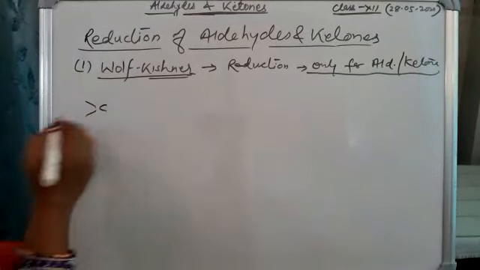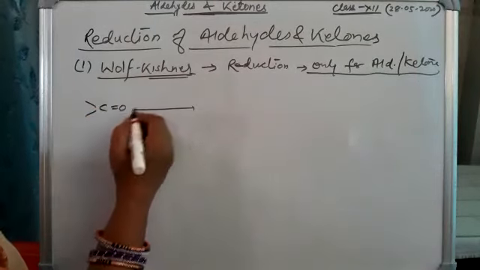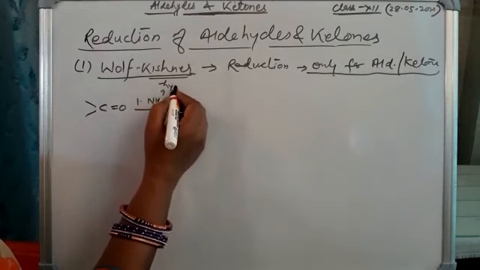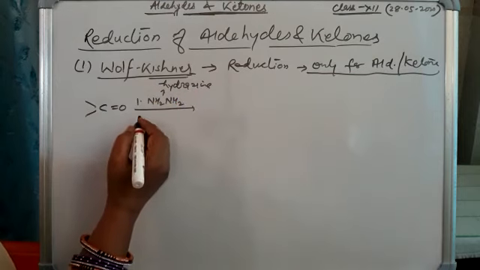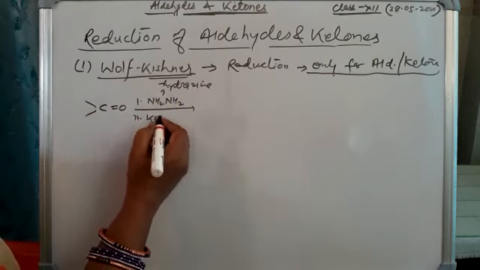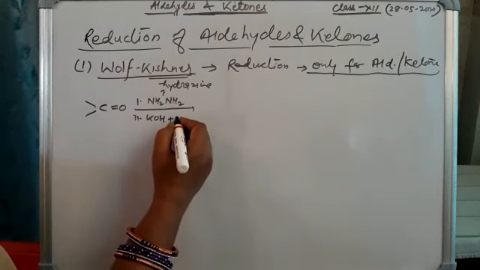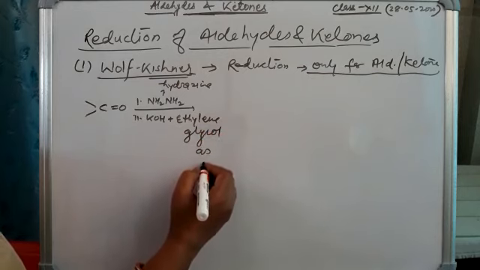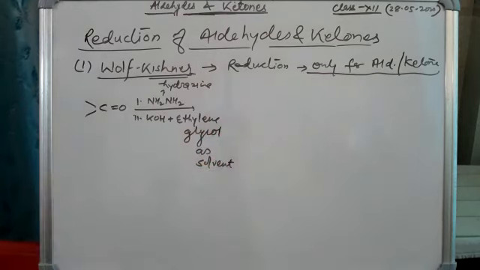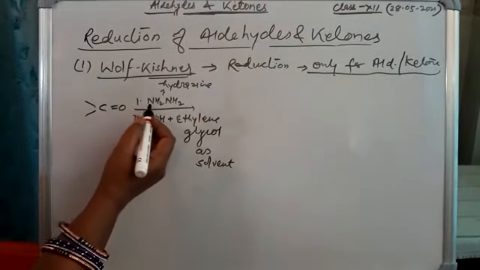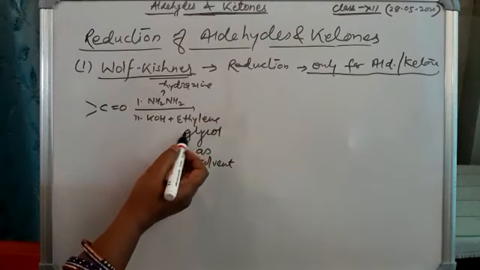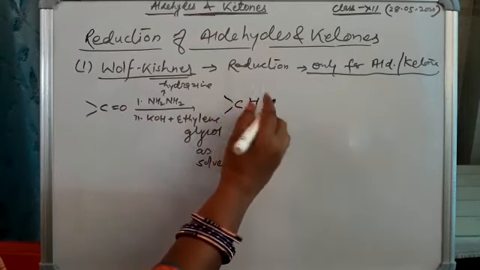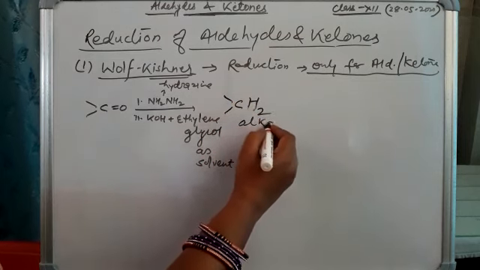When a carbonyl group, either aldehyde or ketone, is treated first with NH2NH2, this compound is known as hydrazine, and second with basic medium with ethylene glycol as a solvent, the formation of alkane takes place.